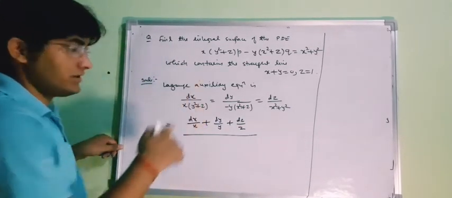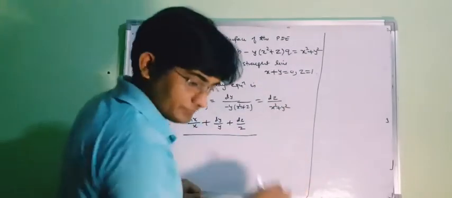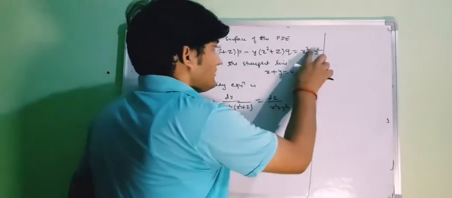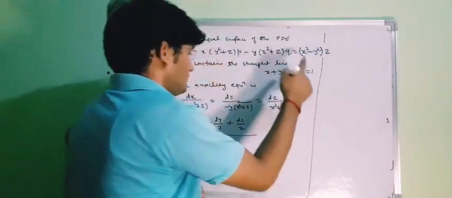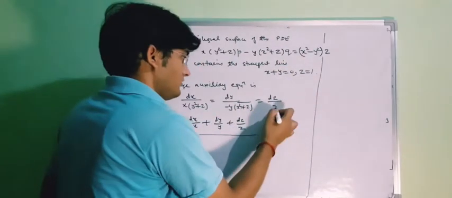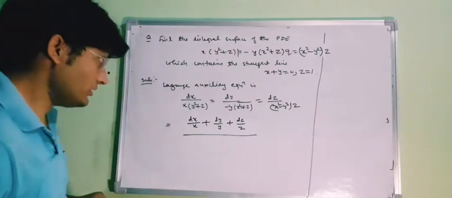I think there is some mistake in the problem. Here we have a z. The right hand side is, I think, wrong. Here we have x square minus y square into z. So there is a mistake. Here we have x square minus y square into z. Now our old multiplier will work.